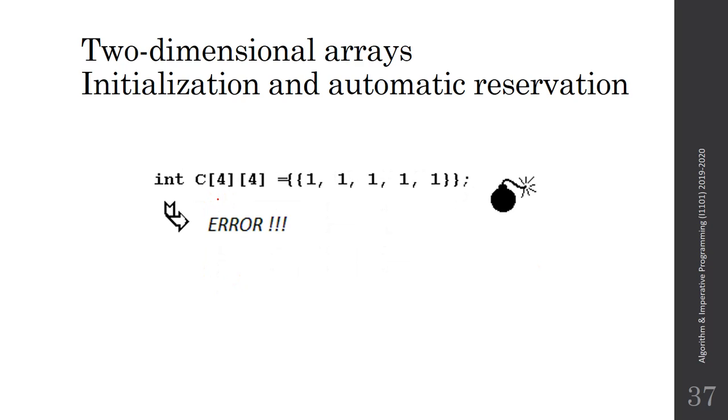So this one is an error, because in the first row we have 5 elements. However, we have just declared that we need just 4 elements. So this is an error.